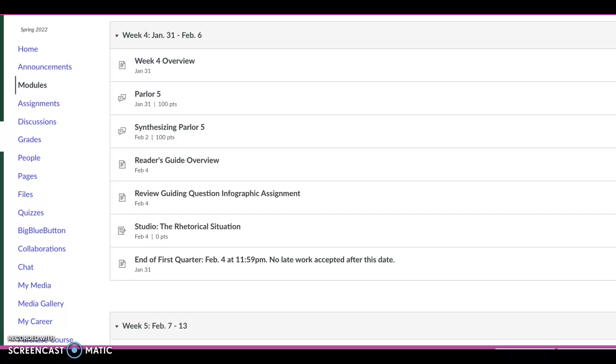One more thing that I want to highlight about this week is it's the end of the first quarter. The first 4 weeks of the course are ending, and that means that I do not accept any late work from that first quarter after February 4th at 11:59 p.m. So anything that you would like credit for from the first 4 weeks of class that you haven't turned in yet needs to be turned in by this Friday at 11:59 p.m.